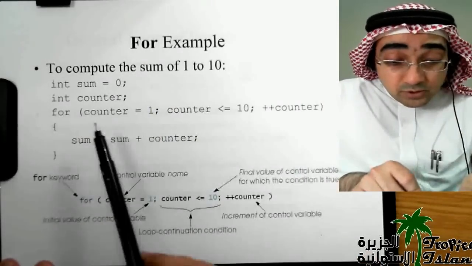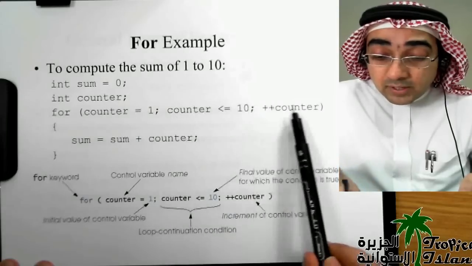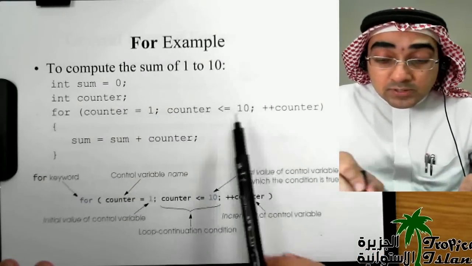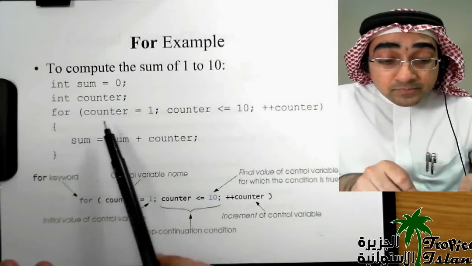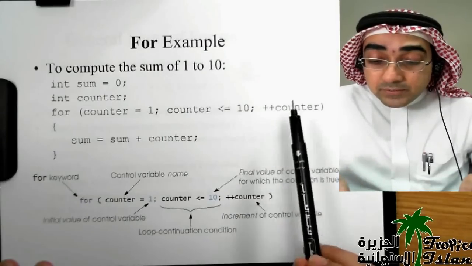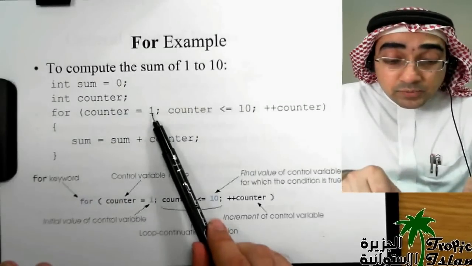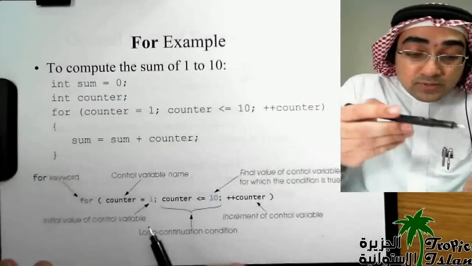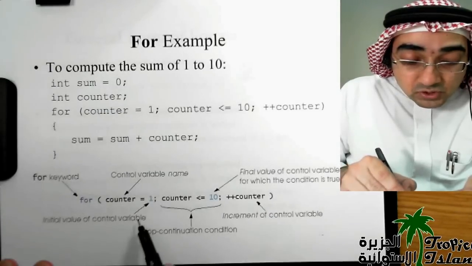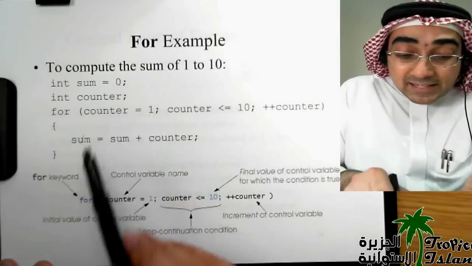I say for, and between brackets I put the initialization, then I put the condition or the test, and then I put the update. Okay, and this is how it's written. They are always followed by semicolons. So I say counter is equal to 1, counter less than or equal to 10, plus plus counter. What am I telling the compiler? I'm telling the compiler, hey, start with a counter, initialize it to 1. So this is the initialization. The control variable name is counter, and this is the initial value of counter, 1. So I'm asking it to assign the value of 1 to counter.